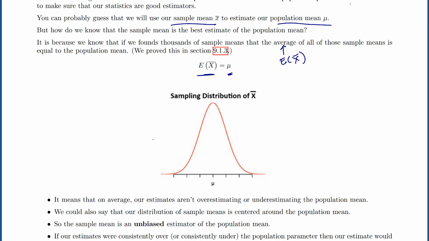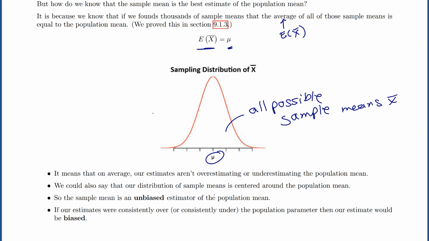Or if you wanted to look at it visually, this is the sampling distribution of x bar. These are all the possible sample means x bar, and in the center is our population mean mu. What that means is that on average, our estimates aren't overestimating or underestimating the population mean, because that would be bad if we knew they were always overestimating or always underestimating it. So the sample mean is an unbiased estimator of the population mean.